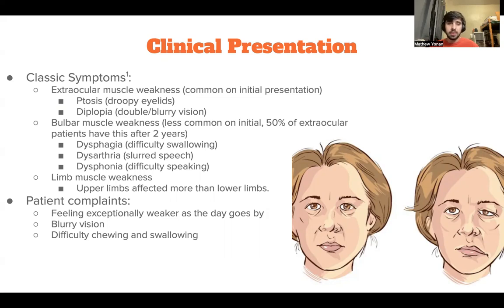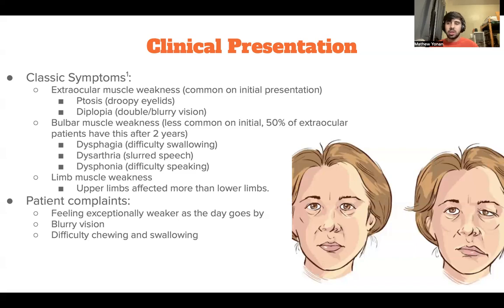So 50% usually develop it. And this comes with dysphagia, which is difficulty swallowing, dysarthria, which is slurred speech, and dysphonia, which is difficulty speaking, because the muscles in the throat help with that. And because they're weak, it's hard to speak. Another body part that is affected by this is limb muscle weakness. The upper extremities are affected more than the lower extremities.